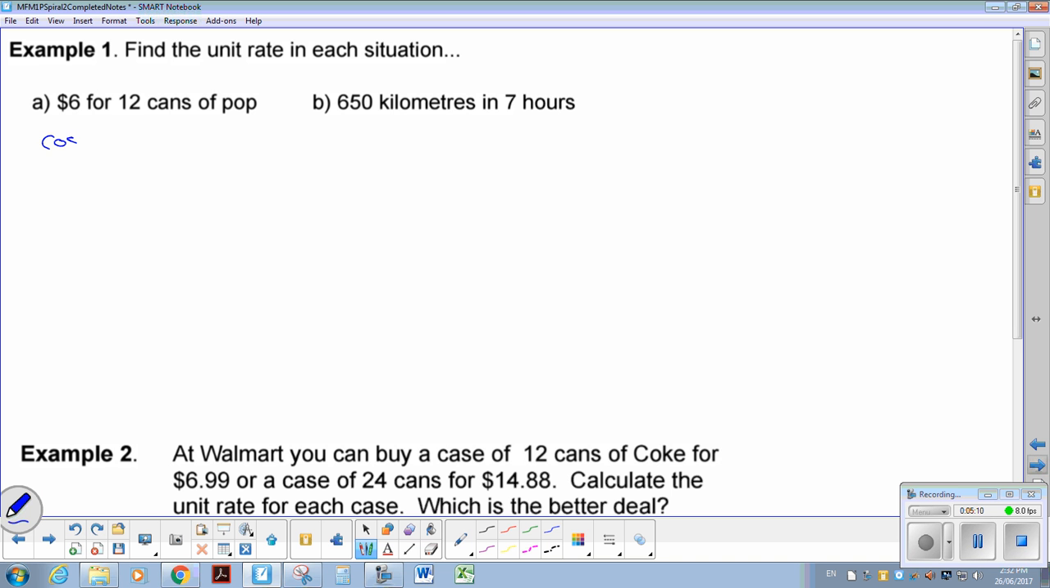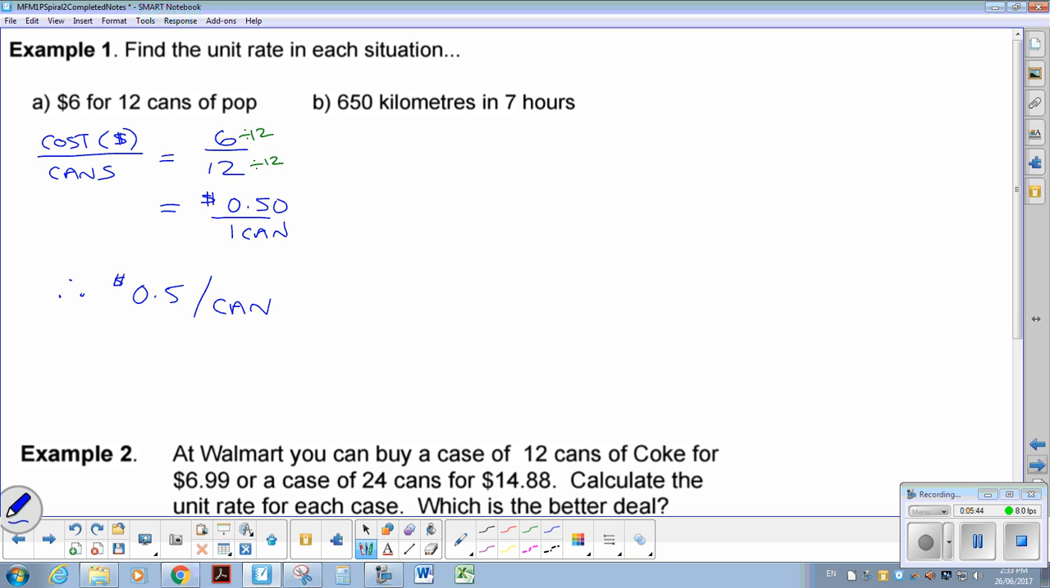So that means it's cost, which is your dollars, over cans. That would mean we'd have 6 over 12. You want to get the bottom down to 1, so we're going to divide by 12, divide by 12. The bottom becomes 1 can, and on top it becomes 0.5. So therefore, 50 cents a can.